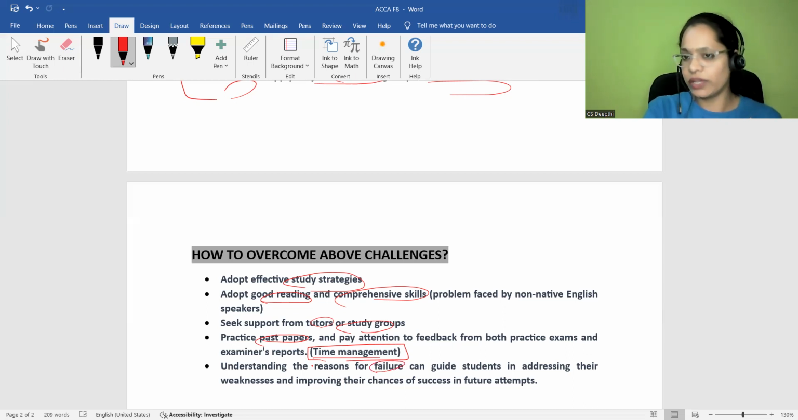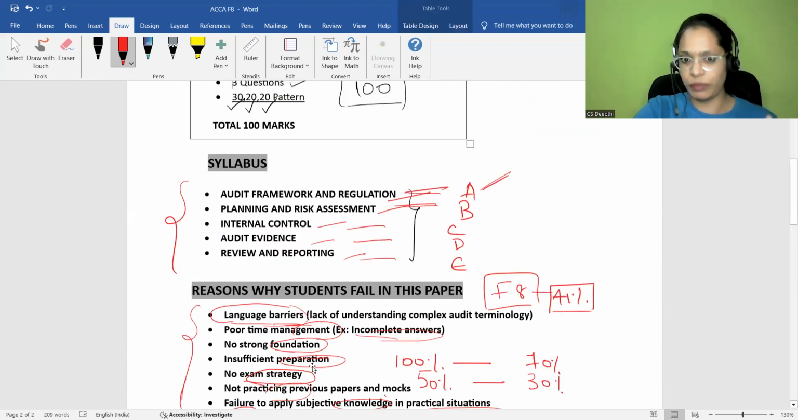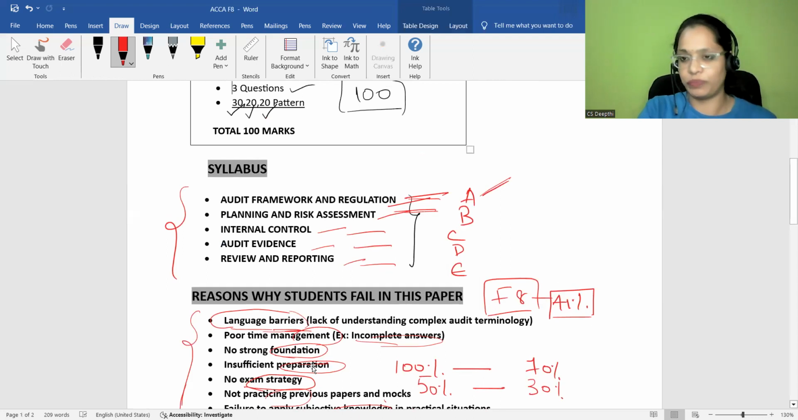And understand the reasons for failure. You might have already given an attempt at the paper. Take the feedback, understand where you went wrong, take proper guidance this time, and prepare well for the subject. So these are certain safeguard measures which you can take to overcome all these challenges. Basically, what a student has to do is presentation. Presentation of the paper is quite important, and time management.